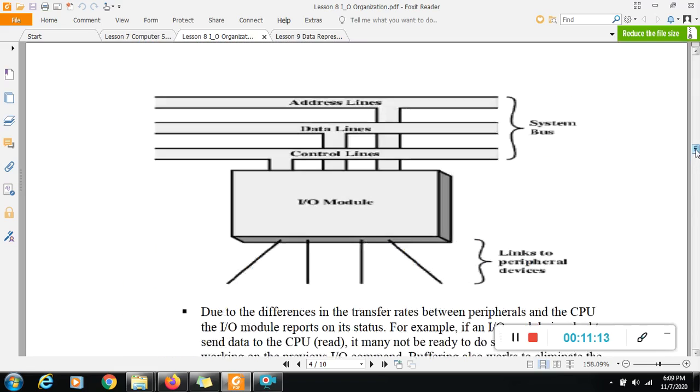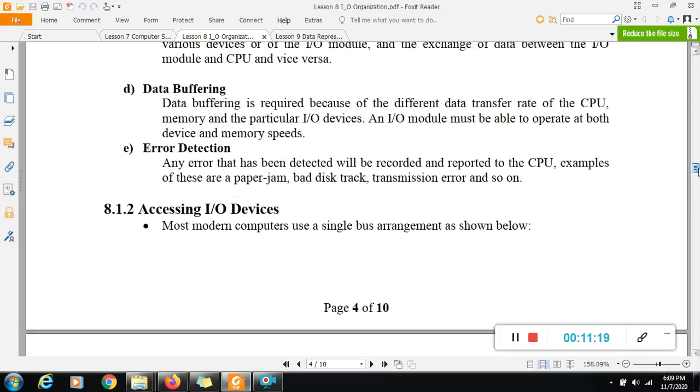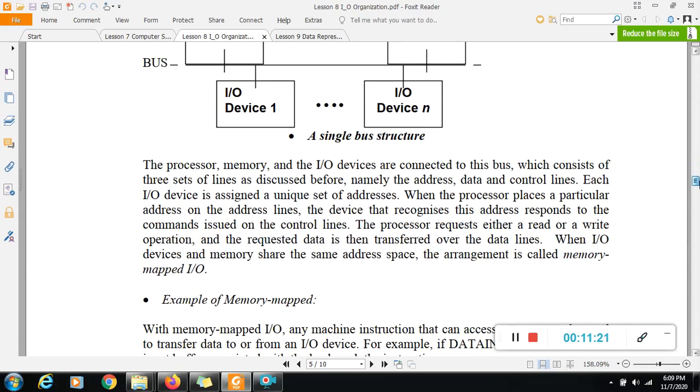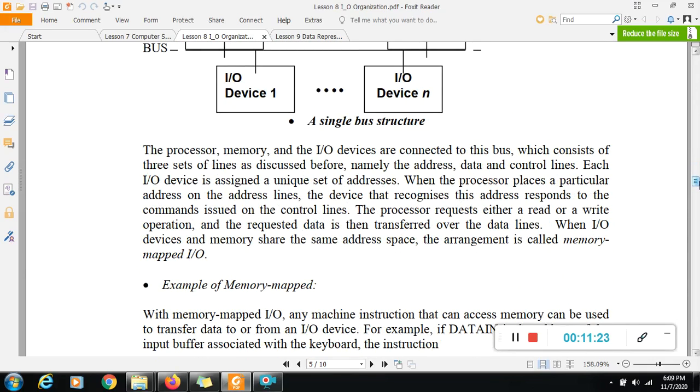What we call a bus here has these 3 sets of lines: address lines, data lines, and control lines, all of them in one. Well, they're separate, but they're bound into one physical gadget. When the processor places a particular address on the address lines, the device that recognizes this address responds to the commands issued on the control lines. The processor requests either a read or write operation, and the requested data is then transferred over the data lines.